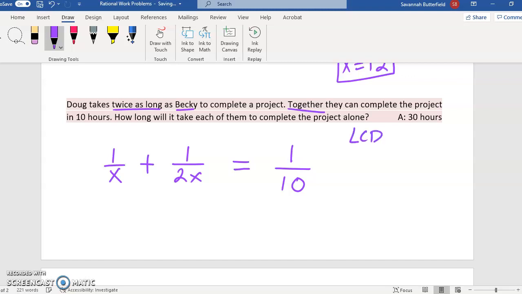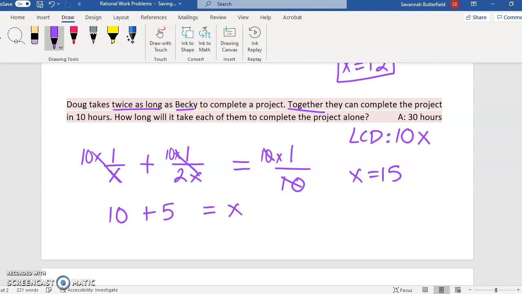So for my least common denominator, we share an x. And then the least common multiple of 2 and 10 is just going to be 10, because 2 can go into 10 5 times. So if I multiply all of these by 10x, on this first one, my x's cancel and I'm left with 10. The x's cancel. 10 divided by 2 is 5. And here, we're left with x. So 10 plus 5 is 15. So we're going to say x equals 15.